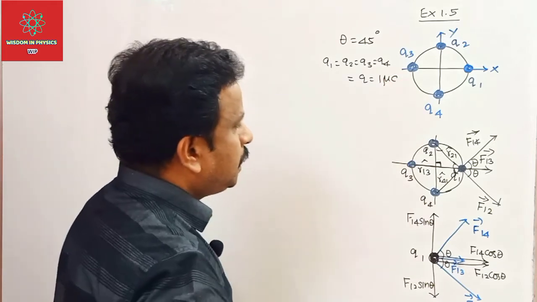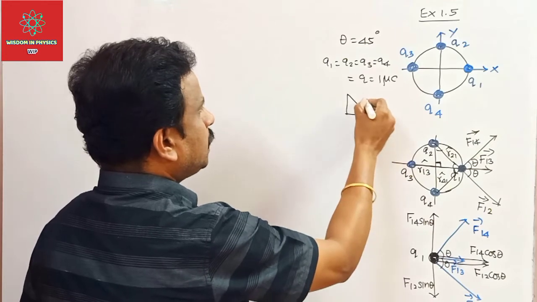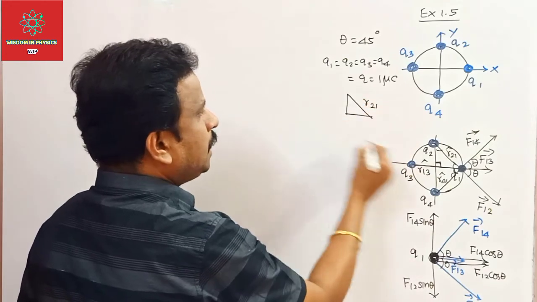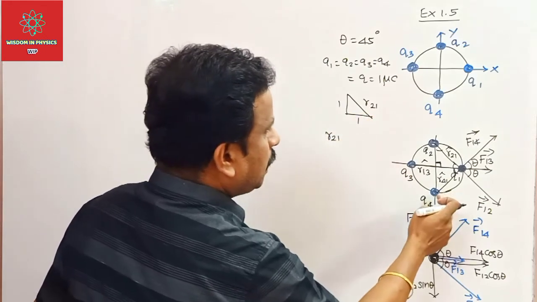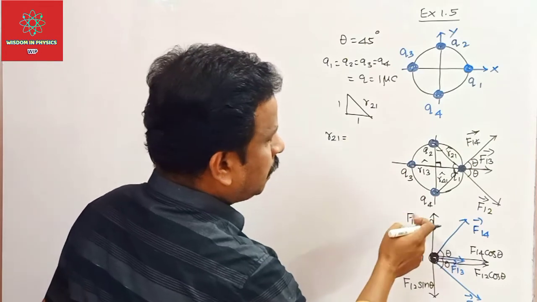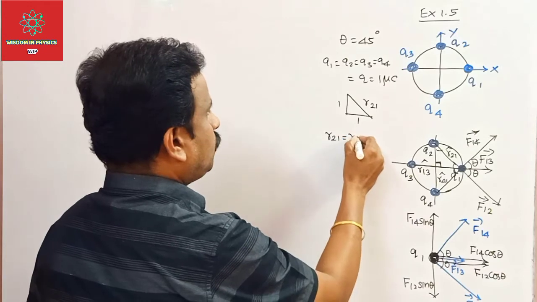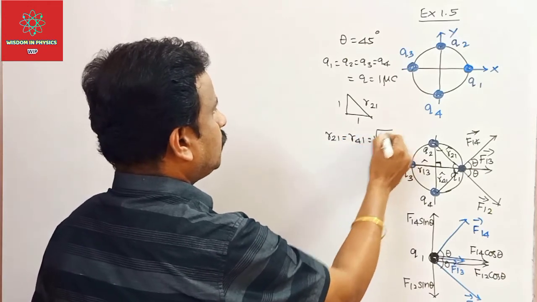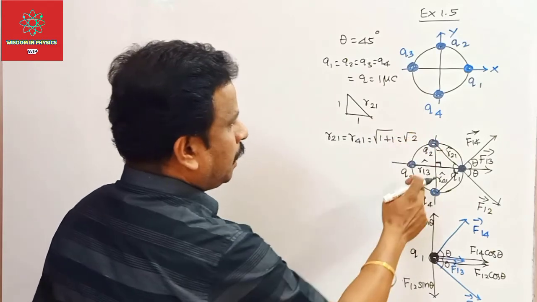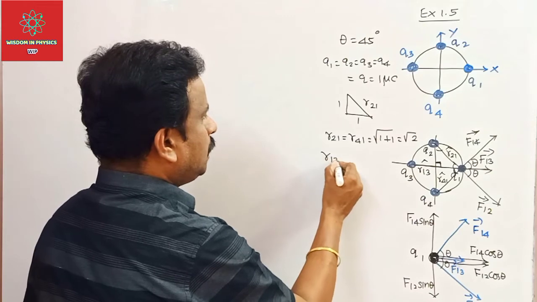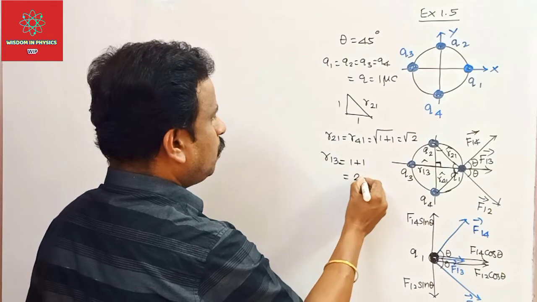And now let us find out the distances here. What is R21? The radius is 1 and this is 1, this is 1. Therefore R21, and similarly R41, both are equal to root of 1 plus 1, that is equal to root 2 meter. What about R13? R13 is a diameter, that is equal to 1 plus 1, which is equal to 2 meter. Is it clear?